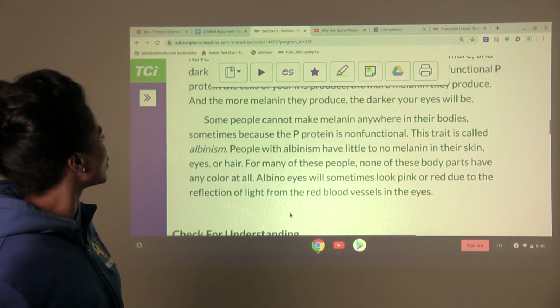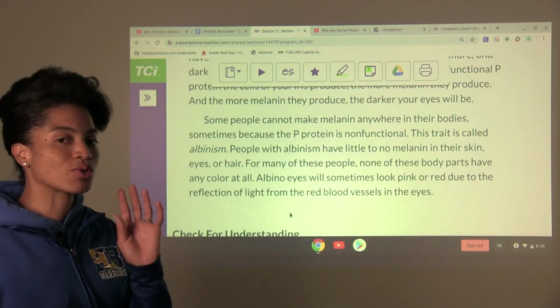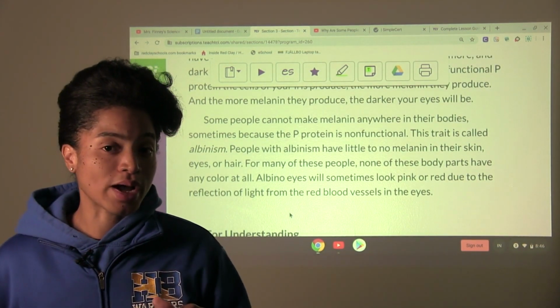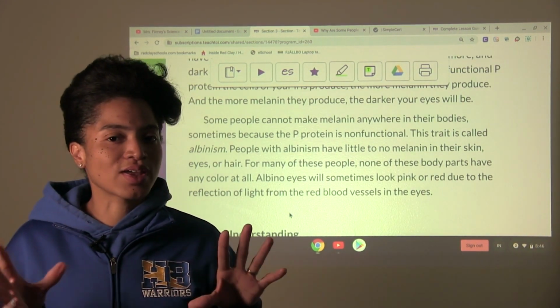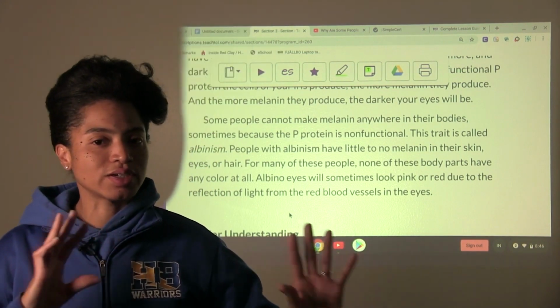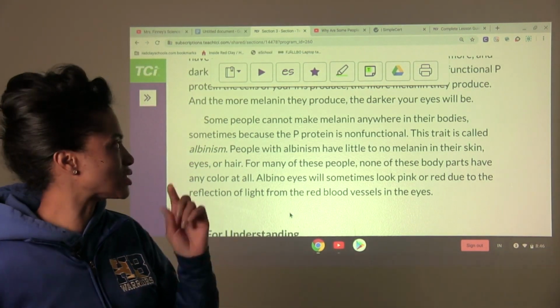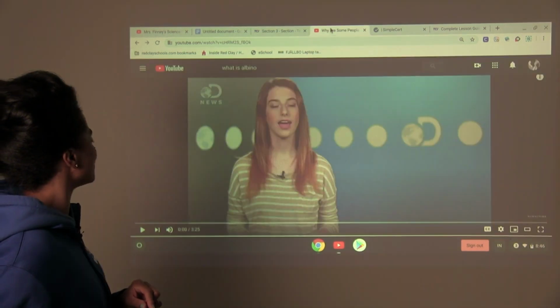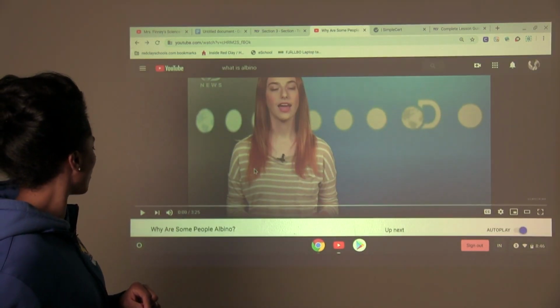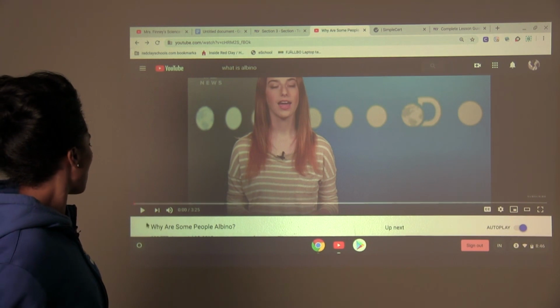Okay? So I want to show you a video to give you a little more insight on albinos as well as different types. I don't think everyone knows that there are different types. Okay? So let's look into this video right here. And it's called, Why Are Some People Albino?